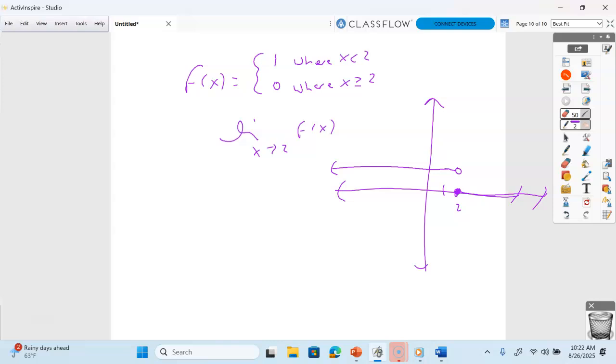The limit does not exist. Why? Because as you approach from the left, the tested value, and approach from the right, the tested value, you're not approaching the same value. From the left, you're approaching 1. From the right, you're approaching 0. Therefore, the limit does not exist.